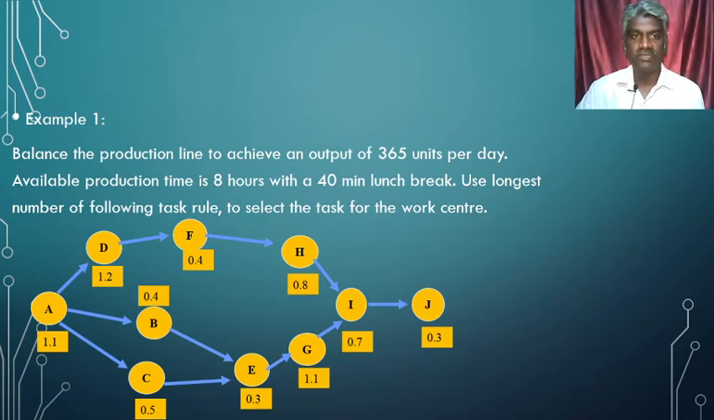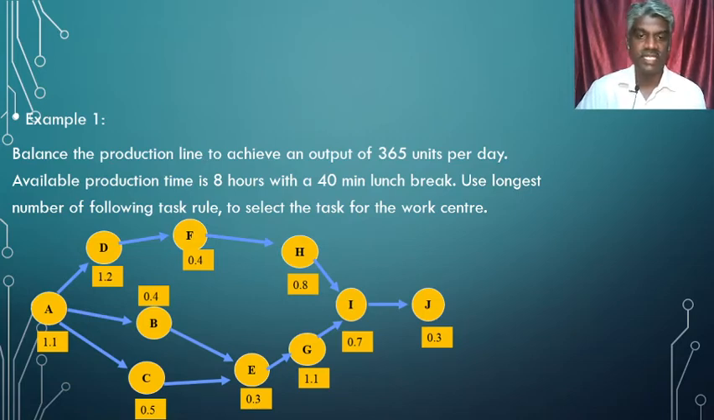The problem says balance the production line to achieve an output of 365 units per day. So the output given is 365 units. Available production time is 8 hours with a 40-minute lunch break. So an 8-hour shift and a 40-minute lunch break are specified in the problem. Use the longest number of following tasks rule to select the task for the work center. So the data given are the output, the available production time, and the rule to be followed.